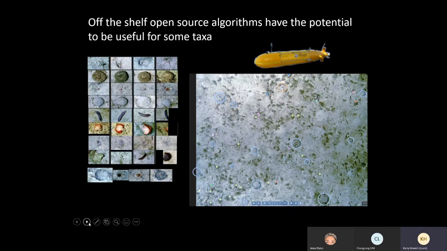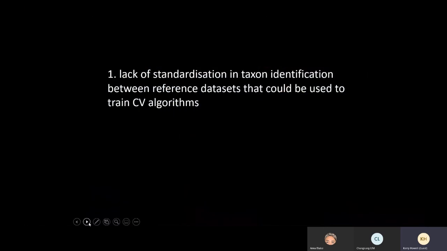So the main thing to take home is that these off-the-shelf, freely available open source algorithms have the potential to be useful for some taxa, and could help speed up the process of annotating and identifying animals from imagery. But there are challenges. And one of the main challenges that still remains is the lack of standardization in the taxon identification between reference data sets that could be used to train CV algorithms.